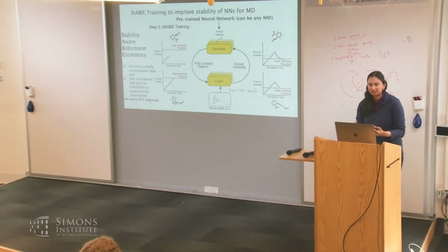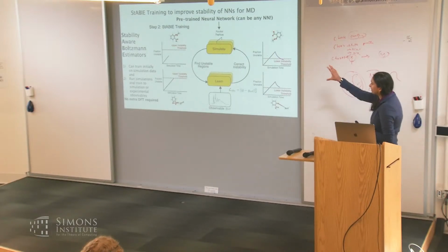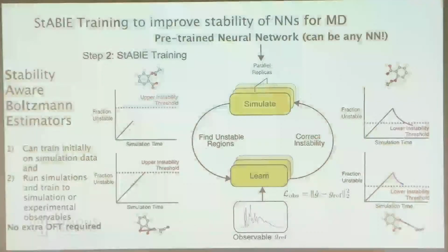So we're simulating the system and then computing something and then training to that. So it's almost like you could think of step 2 here almost like a fine-tuning step, a step to figure out where all the instabilities were from your pre-trained model and how to correct them. And so this basically means that you're initially running the simulations and training to observables.